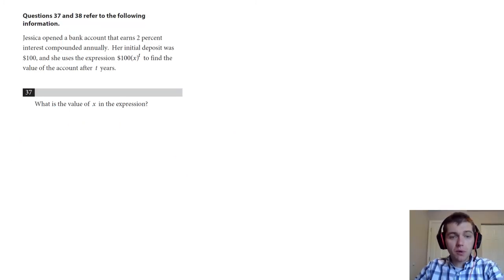Question 37. The problem itself, pretty straightforward. What is the value of x in the expression? Where you go up top, find that x is this right here, which is the compounded interest expression. They give you some information about it.